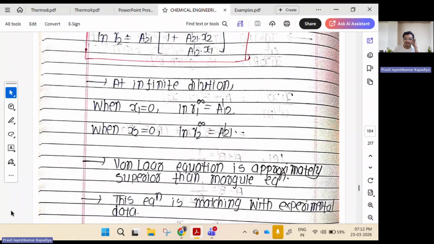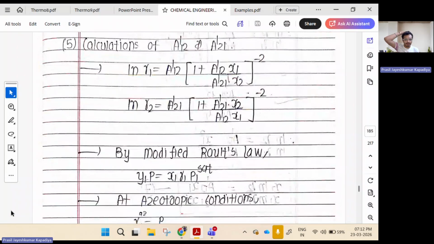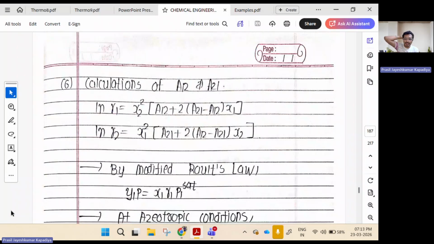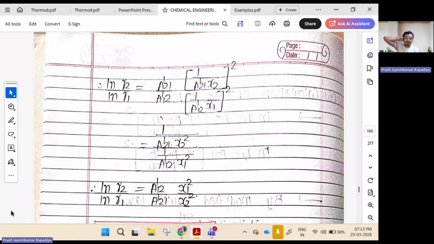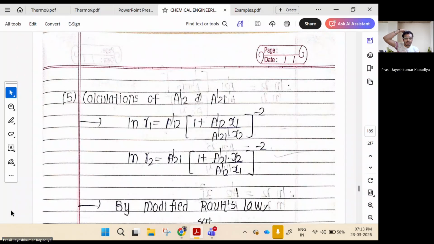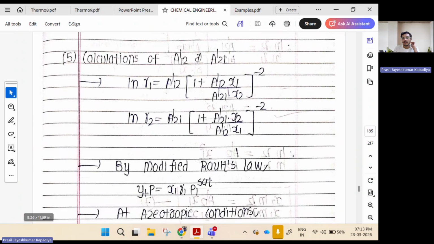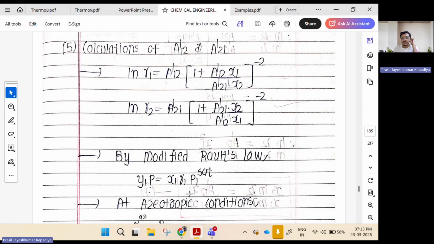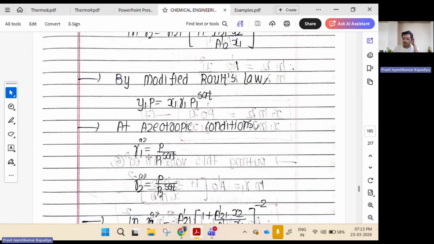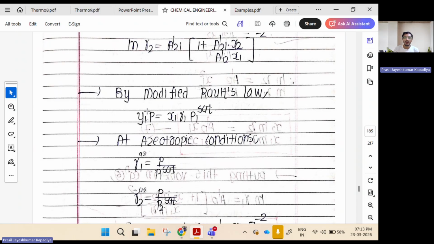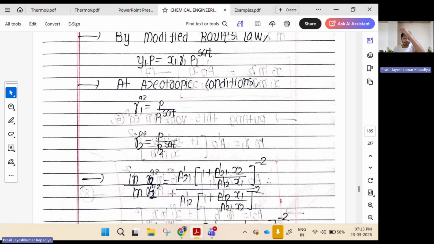So how can I calculate these constants? This we have studied earlier. Let's say I'm dealing at azeotropic conditions. From modified Raoult's law, y1 times p is equal to x1 gamma 1 p1 sat. And at the azeotropic condition, y1 is equal to x1. So gamma 1 azeotropic will be equal to p by p1 sat, and gamma 2 azeotropic will be equal to p by p2 sat.